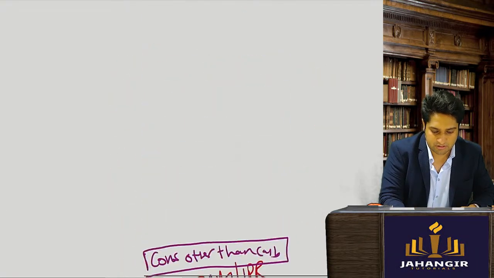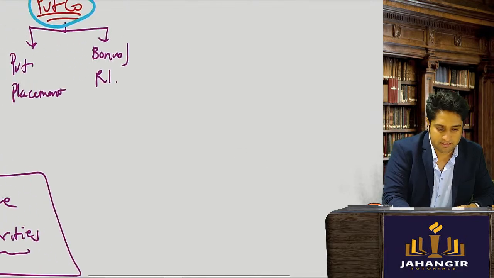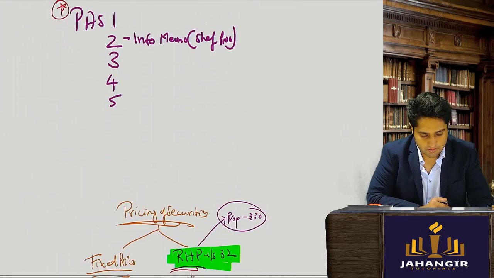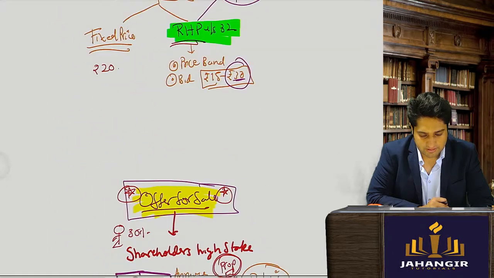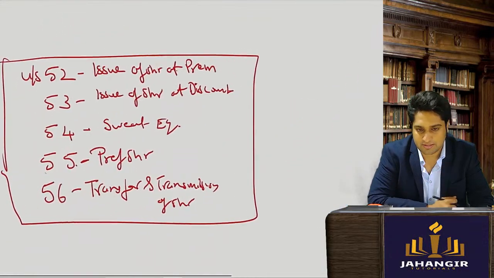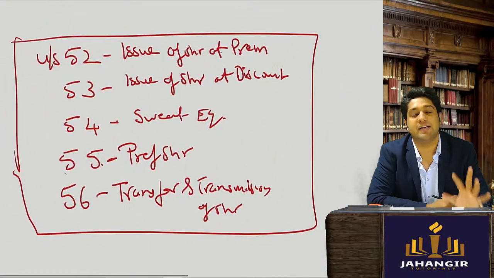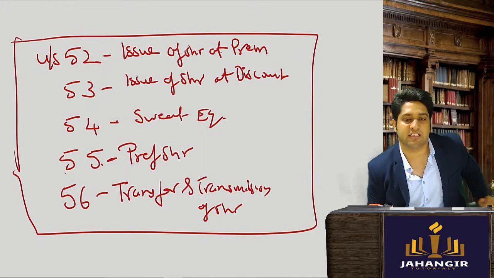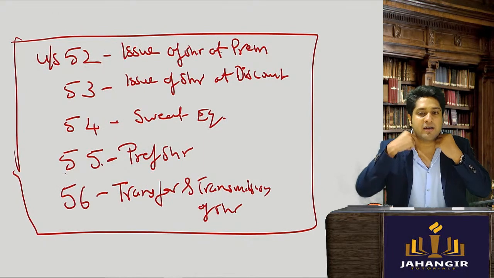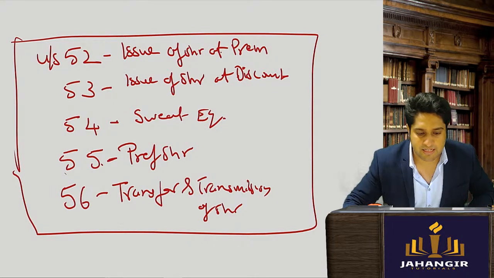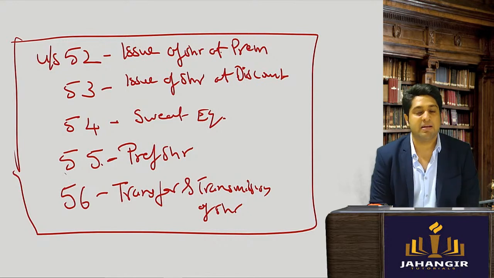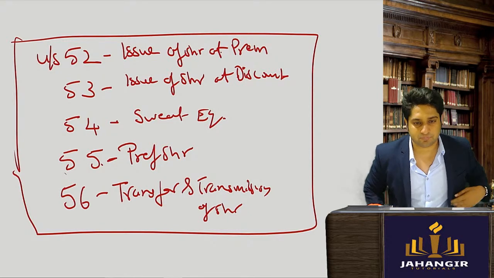Which is the next section? Section number 53. Now 53 we've discussed is issue of shares at discount. Till I get this up, you tell me, can debentures be issued at discount? Read section 53 and please tell me, can debentures be issued at discount? Yes or no? Can debentures be issued at discount?